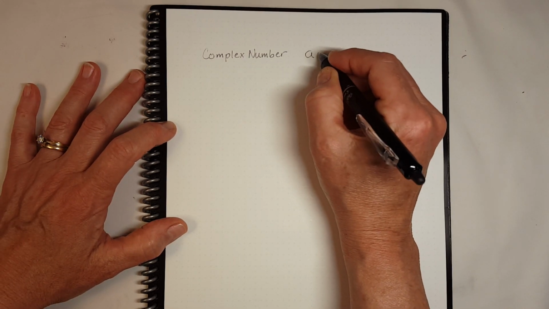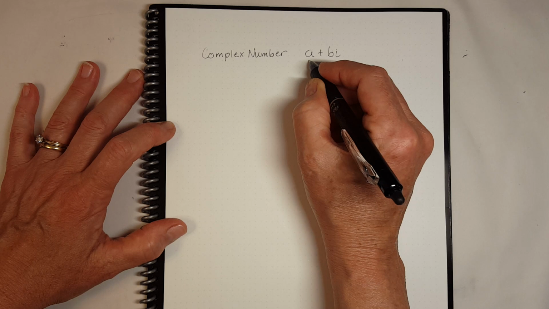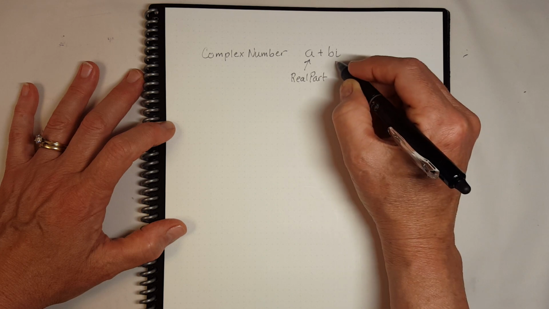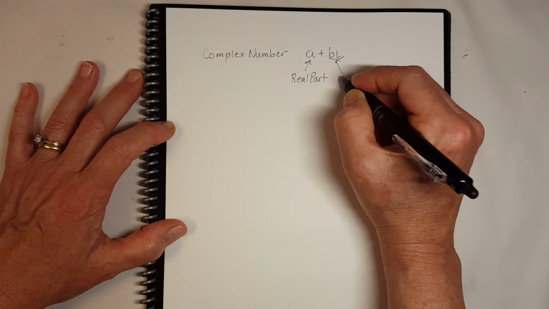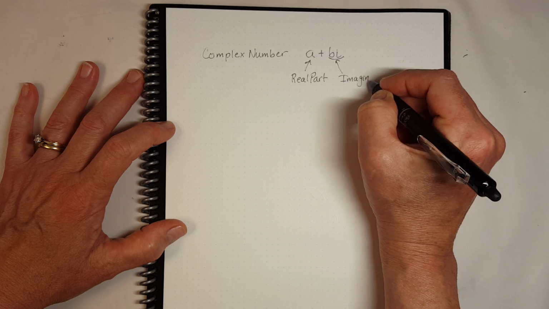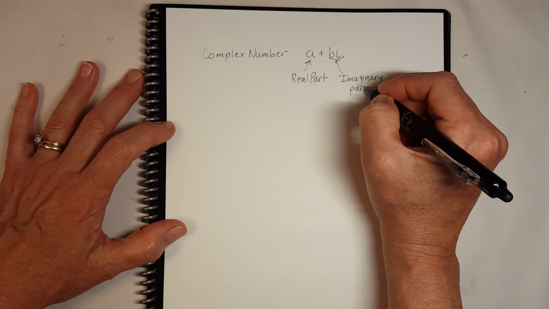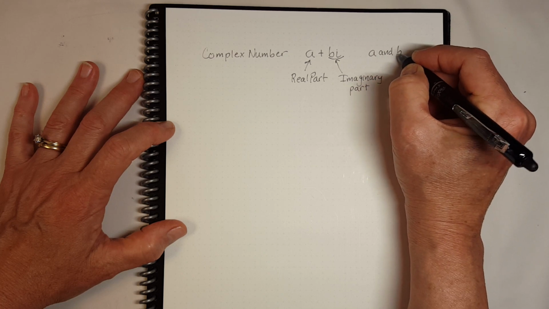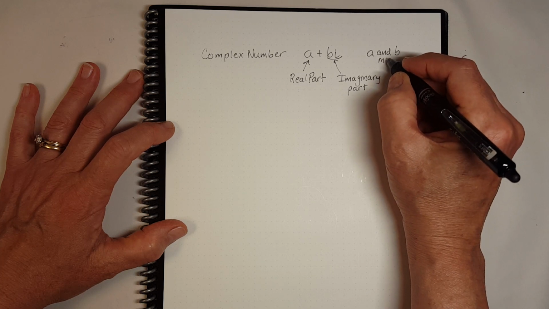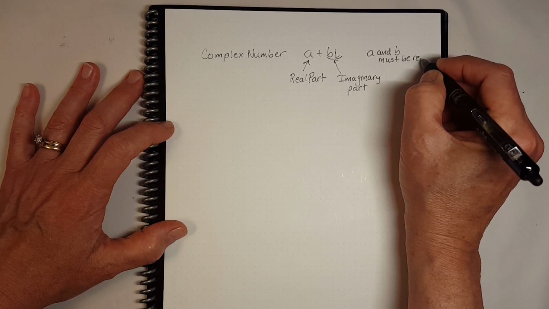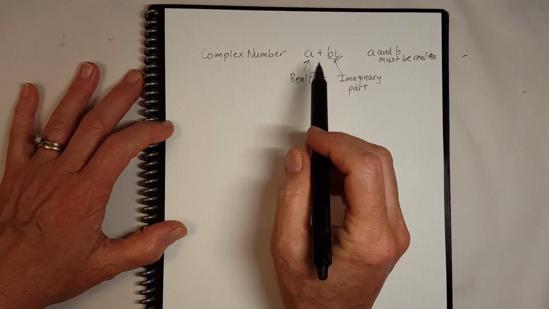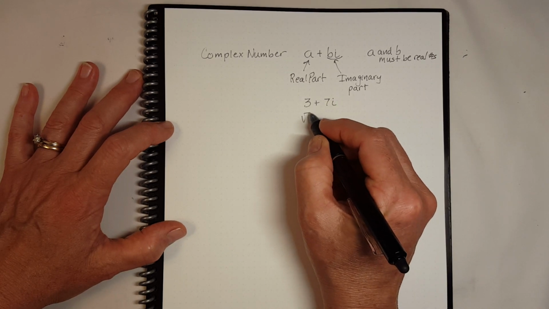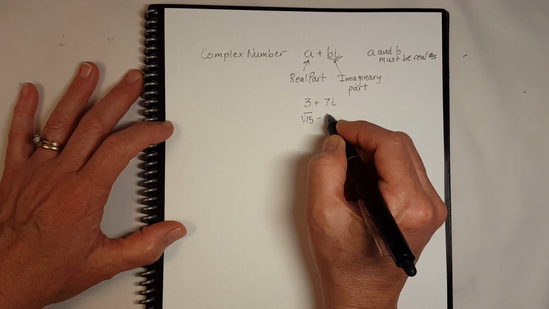A complex number is a number that can be written in the form a plus bi, where a is the real part of the complex number, and the bi, that's the imaginary part of the complex number. And a and b must be real numbers. So we could have, for example, 3 plus 7i, or the square root of 15 minus 2i.